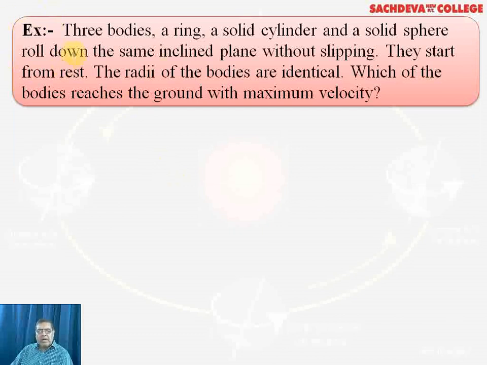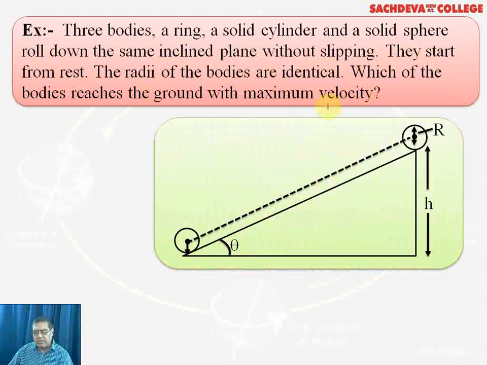Now, in our next example, we consider a ring, a solid cylinder, and a solid sphere, all of them rolling on the same inclined plane. When they are rolling without slipping, we have to find which of the bodies reaches the ground with the maximum velocity. In the figure, there is an inclined plane, inclined at angle theta, and the ball is at the top portion, and when it is released, it will come down to the bottom. So h is the height of the plane.